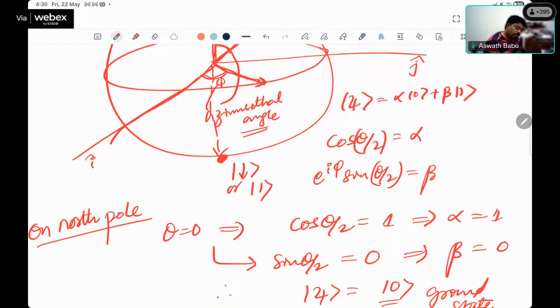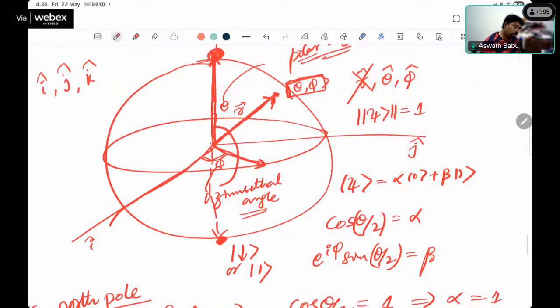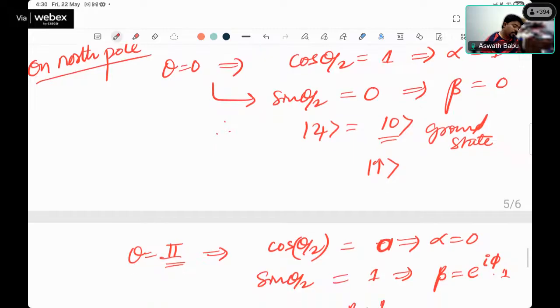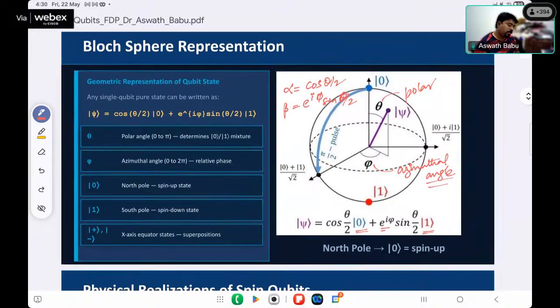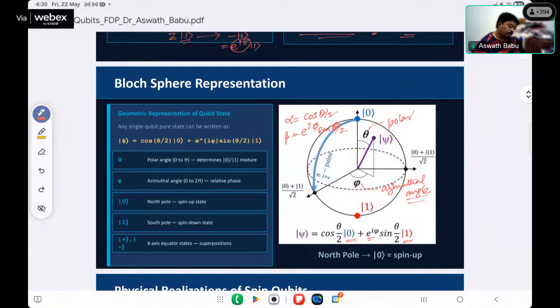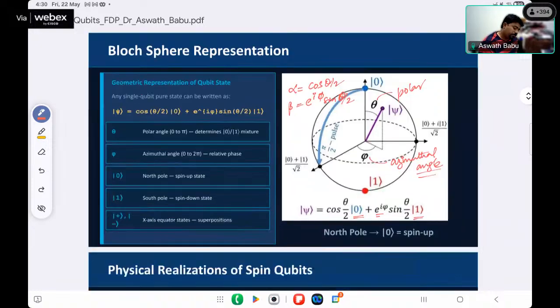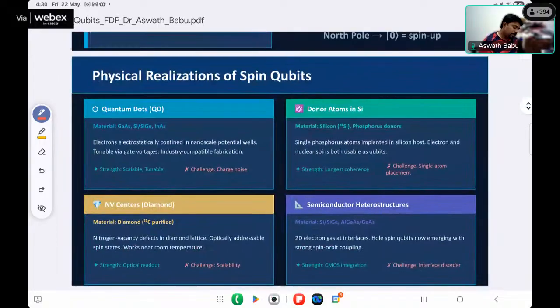Any other point you see other than the North and South Pole, you will have a combination of both. So that is where you see superposition states. That is how, using a Bloch sphere, you can represent your spin qubit state geometrically. Okay, I have that description.